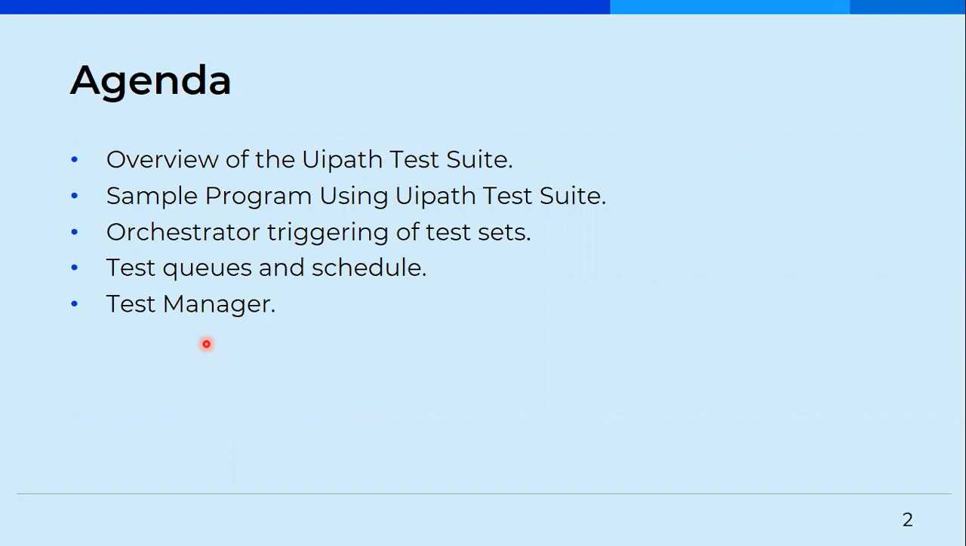Today we would walk forward towards the practical implementation of how all of these components are linked together: the test manager, the UiPath Studio, then the orchestrator triggering of test sets, test queues and schedules. And then we would run some test cases and see how everything is displayed on the dashboard and why it is beneficial to use test manager. So without further ado, let's quickly get started with the video.